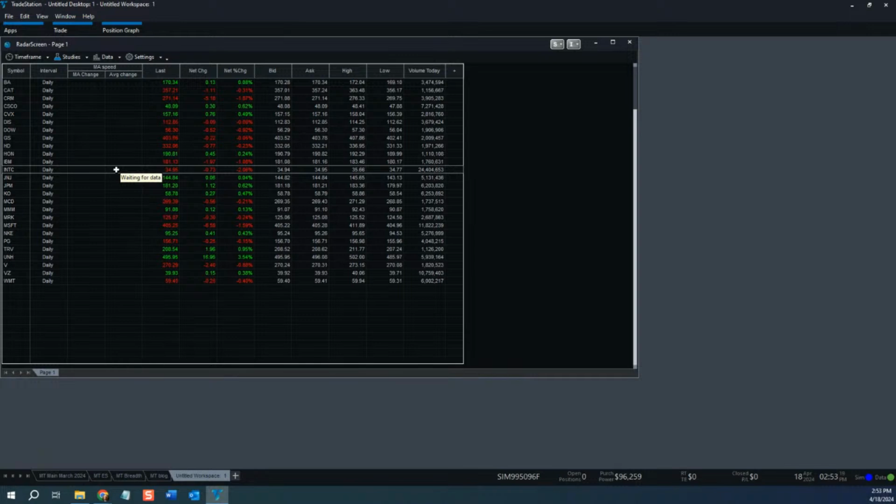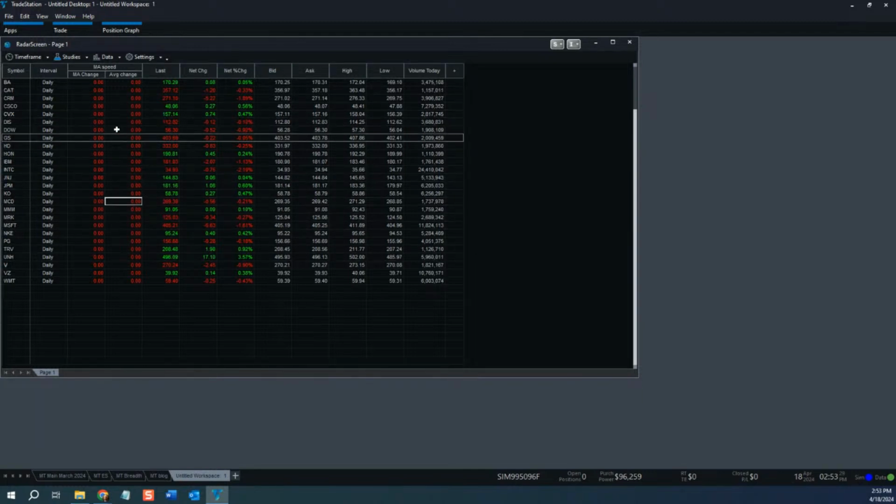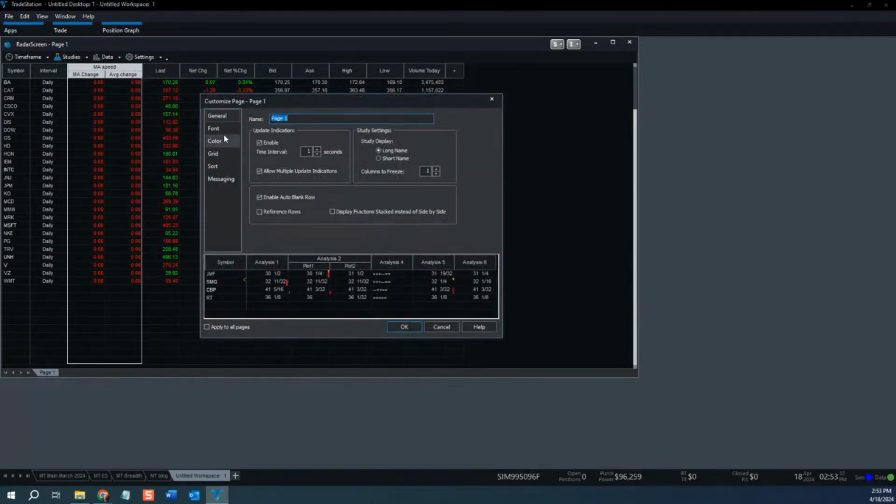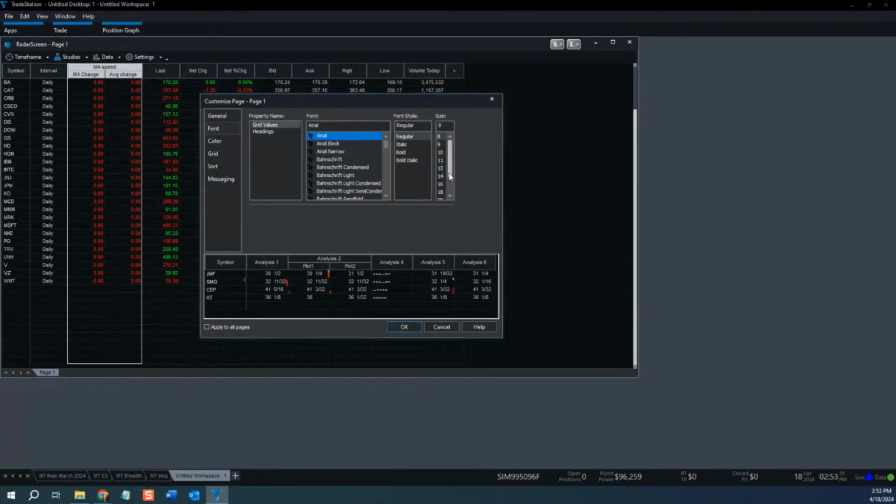Now you have to change it a little bit because it's set to work a certain way. I designed it to work on the chart, but you can make it work in radar screen too. So see, it shows a bunch of zeros. All right, so we want to click on this. Let's actually just make the page and make the font bigger. Let's just make it big so you can see it really easily.